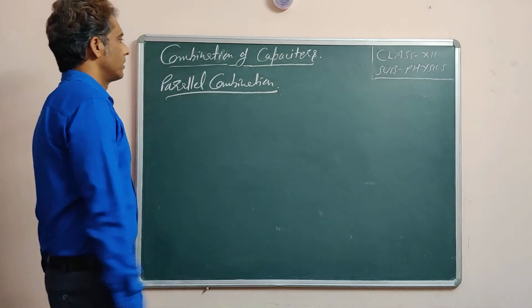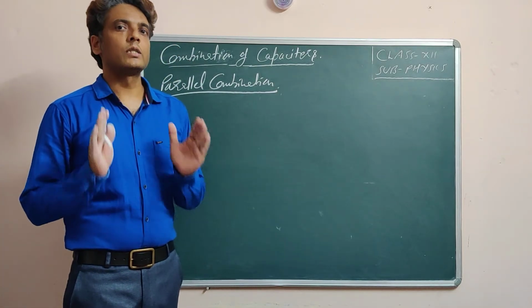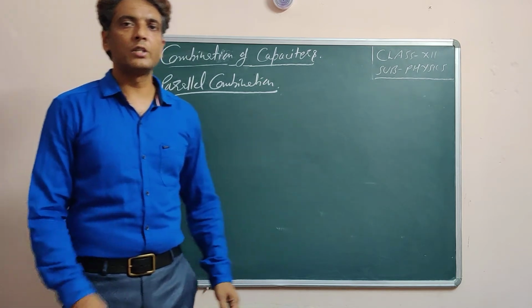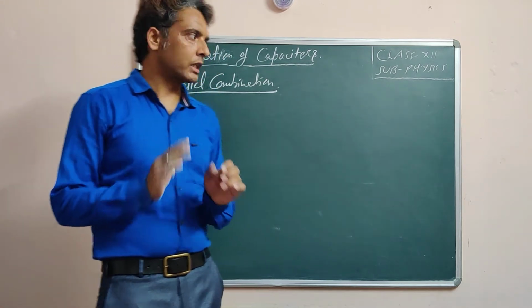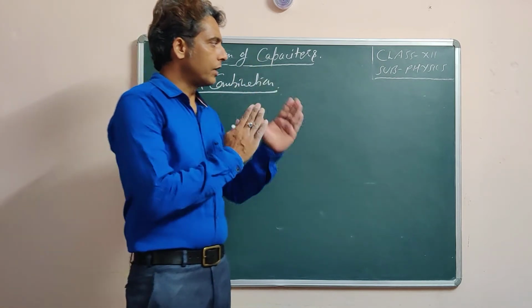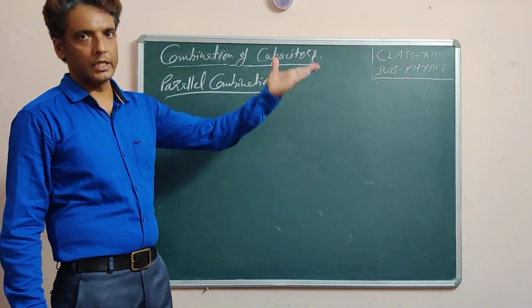Parallel combination. Now different capacitors are said to be connected in parallel if positive plates of all the capacitors are connected at one point and the negative end of the plates is connected at the other end.